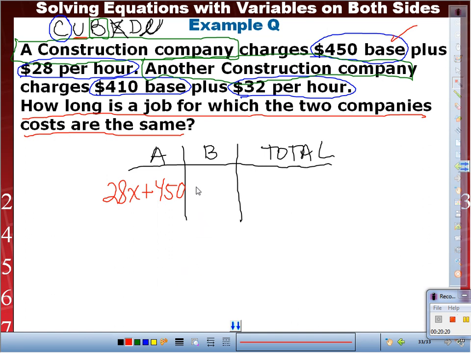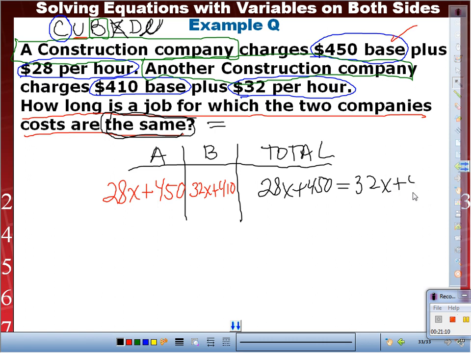What did you write? 32x plus 410. Hands up if you got that. Okay, let's answer the question. How long is the job for which the two companies' costs are the same? What's another word for the same? Equal. That means when this one is equal to this one. So right here I'm going to write 28x plus 450 equals 32x plus 410.